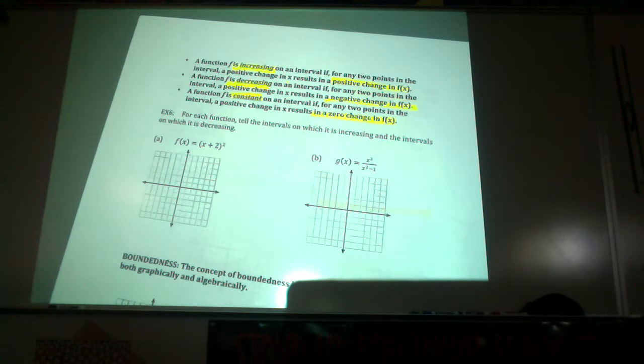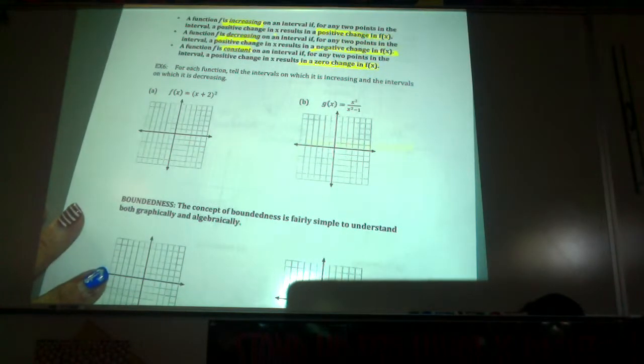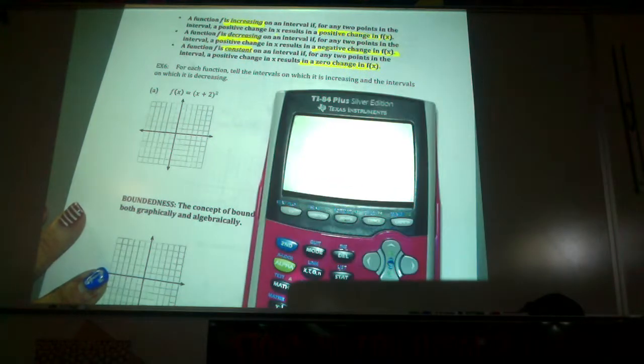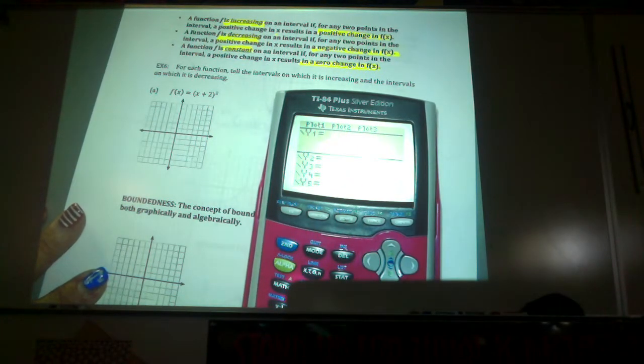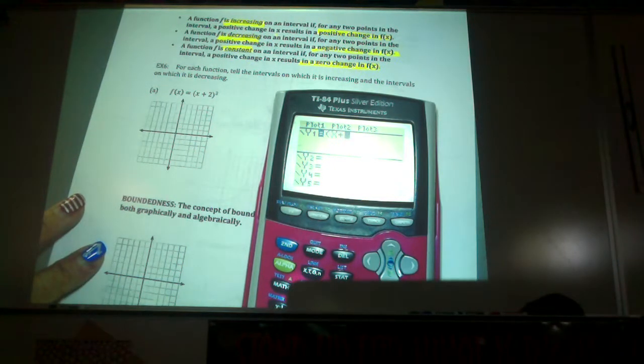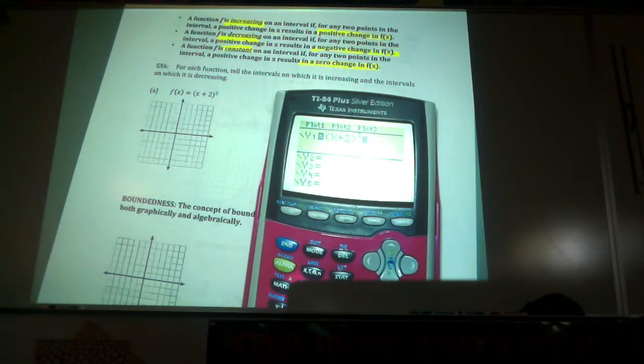So let's look at example 6. They're going to ask you what interval or intervals is the particular equation that they've given you increasing, decreasing, or constant. So we've got to graph it. So go to y equals, and we're going to put in parentheses x plus 2, and then squared. And then graph it.